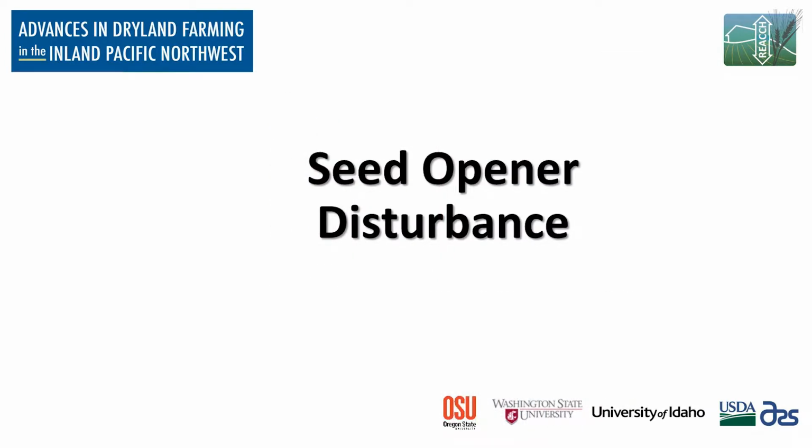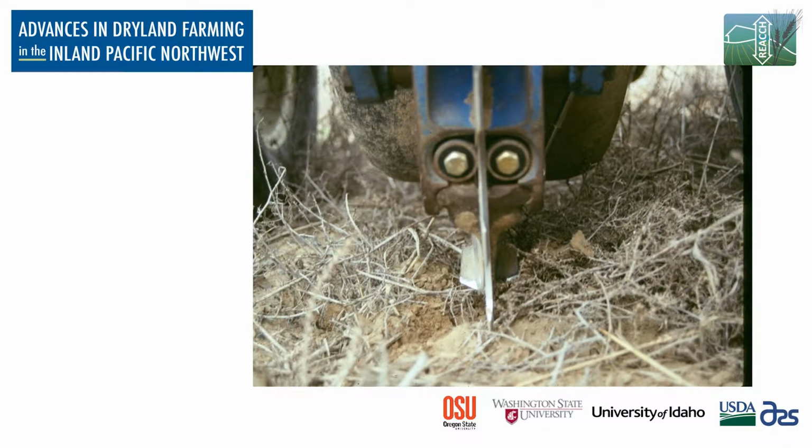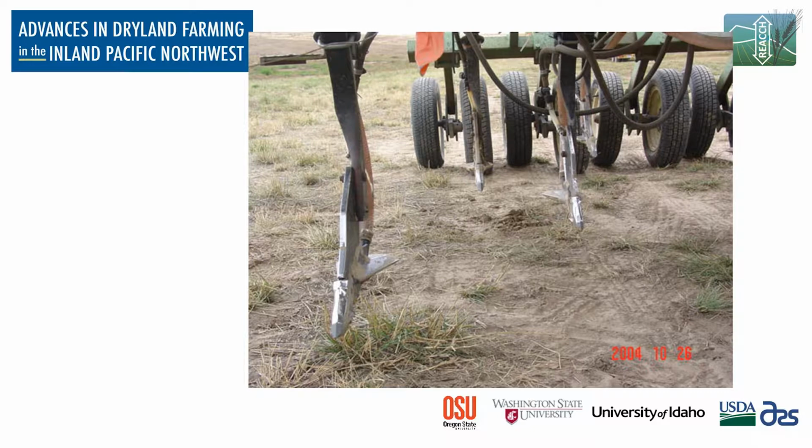The second thing we looked at was seed opener disturbance, especially with direct seeders. You can have two kinds of openers. This first one is a low disturbance disc drill, which causes very little disturbance. And then here we see a hoe drill, which causes more disturbance.